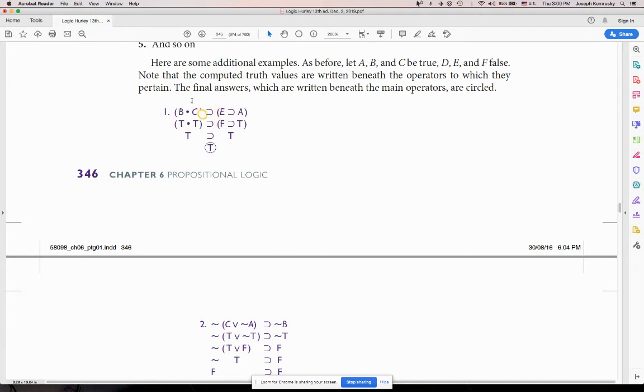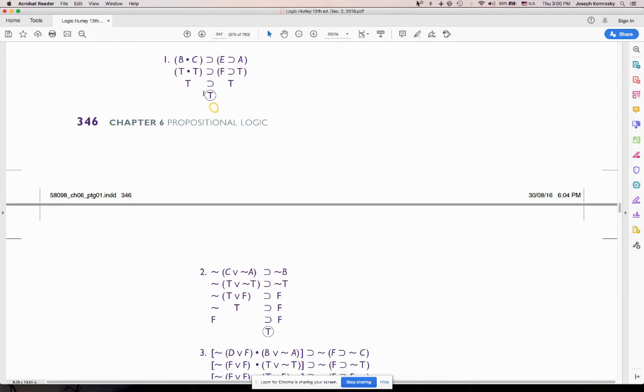So when Hurley says, what's the main operator? That's it. The main operator is the horseshoe. And what he means by that is that it's the very last thing, the main operator of the whole proposition, or of all these propositions. So it's the very last step you do.